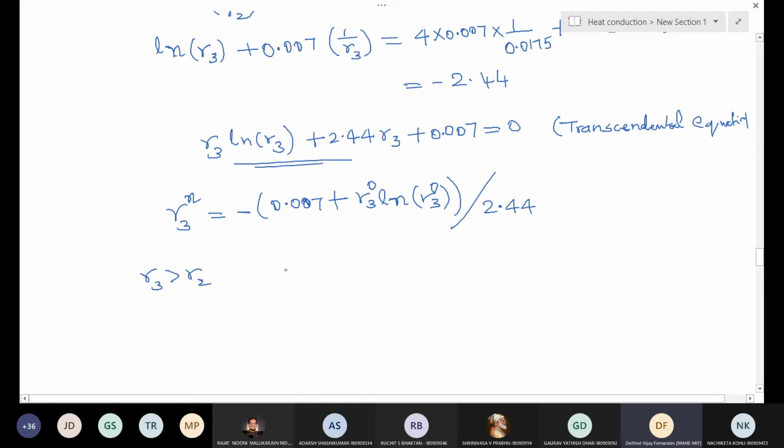You start with some value. Say, let me start with 0.05 meter. That is 50 millimeter I took. Okay, you can start with 20 millimeter also, so only the number of iterations will be more. So this is, sorry, not R2. This is R3, R3 0, the first guess value. This is called the guess.